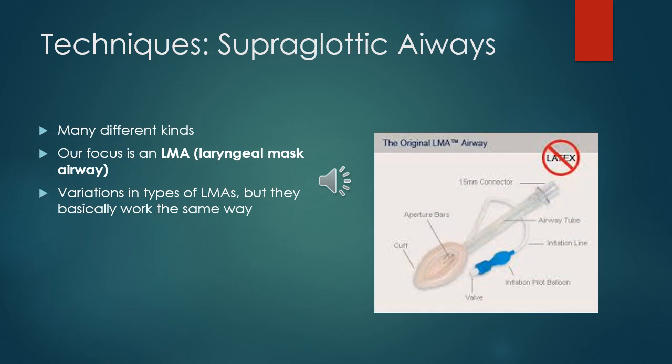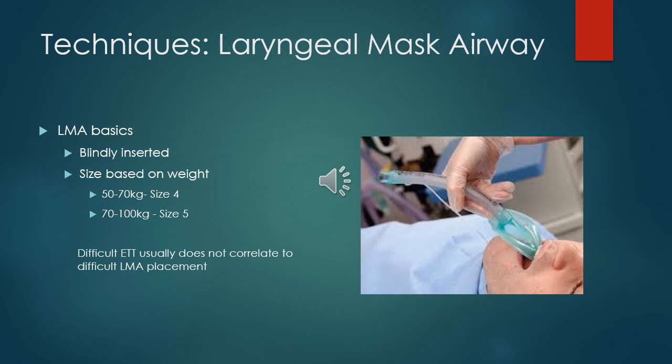There are many different types of supraglottic airways. The most common is a laryngeal mask airway. The terms are used almost interchangeably. As you know, these are just blindly inserted. They're weight-based for the sizing. And fortunately, a difficult intubation does not correlate with a difficult LMA placement.